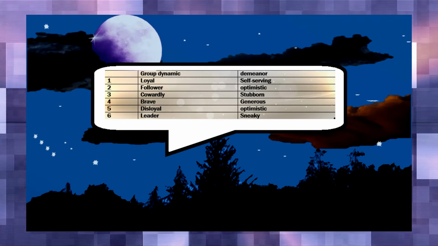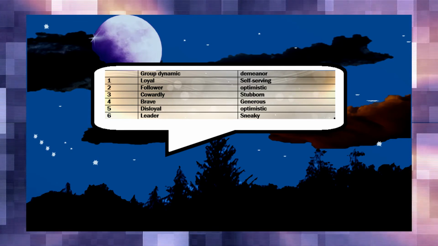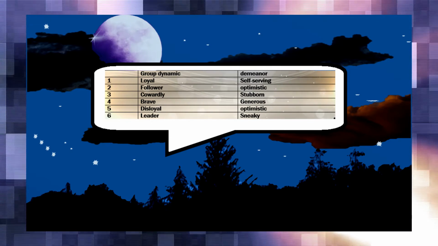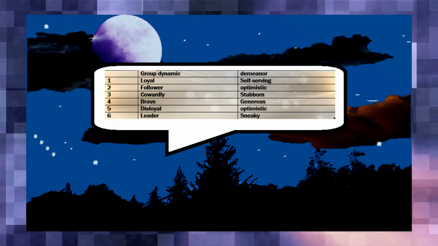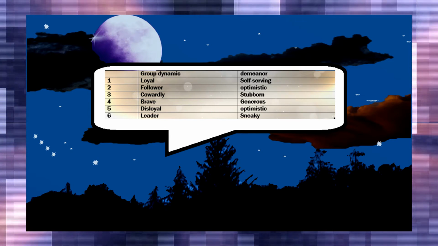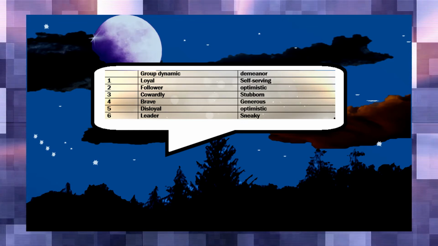So if you're making your own list and you have some opposites, make sure they're on the same chart. Next, also for how they interact with other people, is kind of like their demeanor. So when you roll a 1, it's self-serving, 2 optimistic, 3 stubborn, 4 generous, 5 pessimistic, I apologize, pessimistic, and 6 is sneaky.